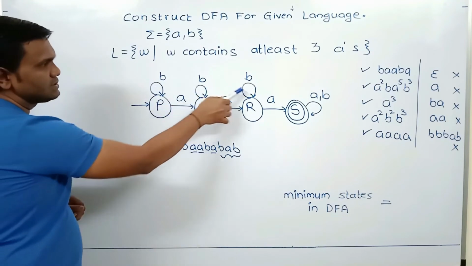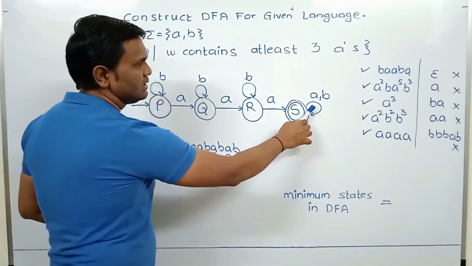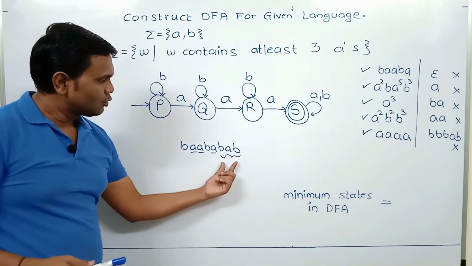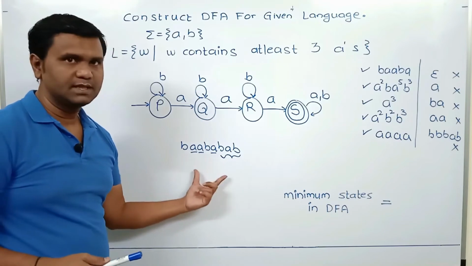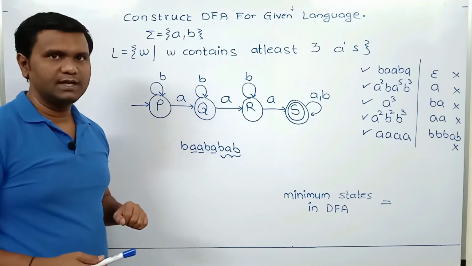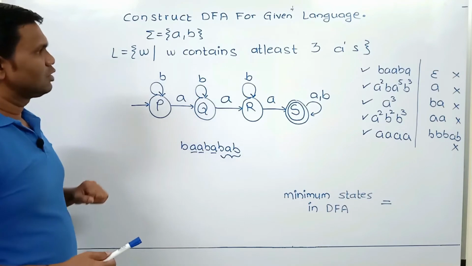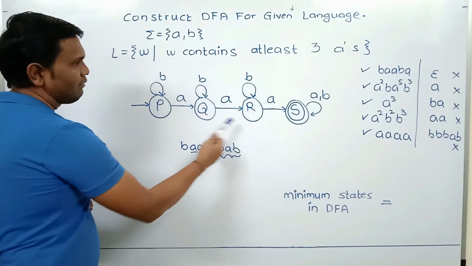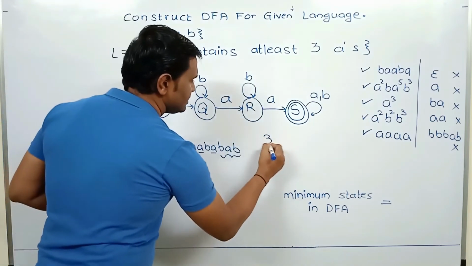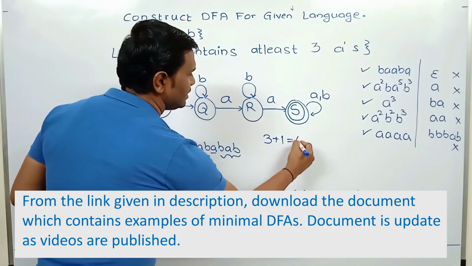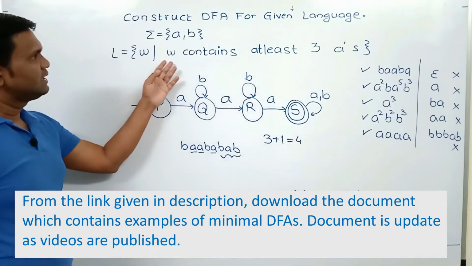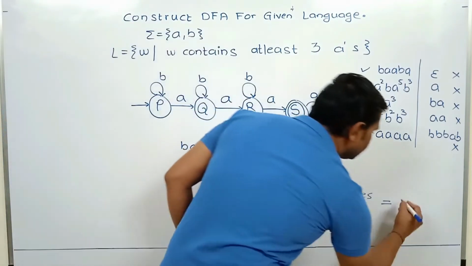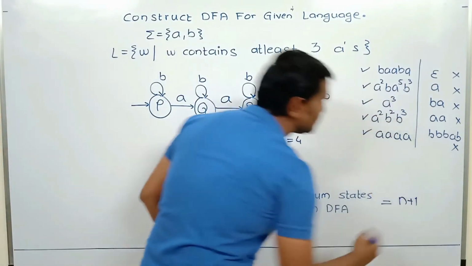So here in these 3 loops, we handle only B. At this loop, we handle A and B both, because we have to process the remaining part of the string and accept the string. So this is the required DFA. So what about the number of states? For the condition at least 3 A's, we require 4 states, that is 3 plus 1. So if the condition is the string must contain at least n number of A's, the number of states in the minimal DFA will be n plus 1.